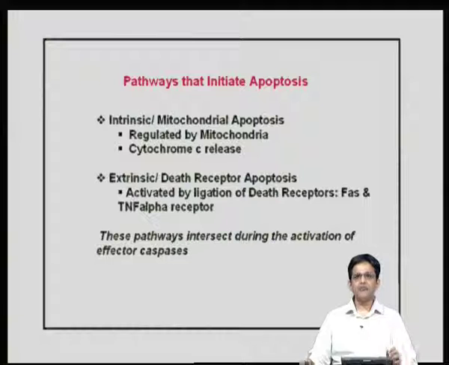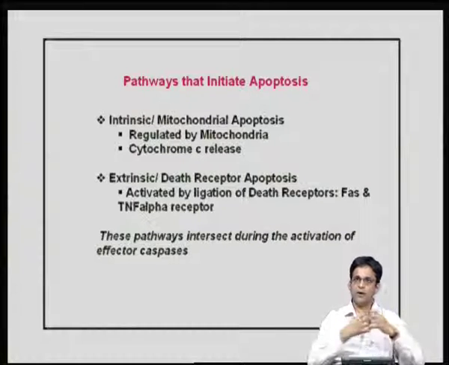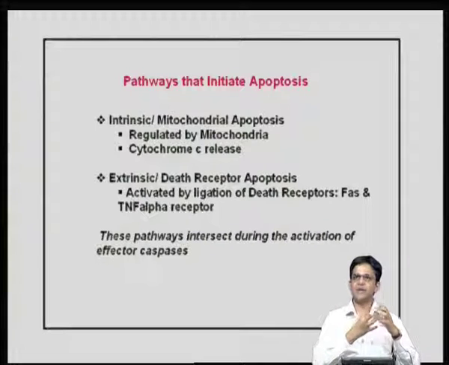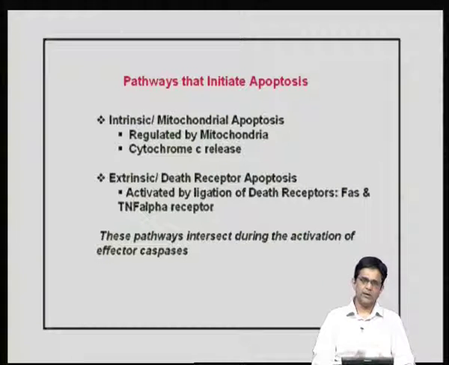Okay. Now, as I mentioned, there are two main pathways for the initiation of apoptosis. The first one is the intrinsic or mitochondrial way, which is regulated by the mitochondria, and in this case you have release of cytochrome C, and then you have formation of the apoptosome. So one is the mitochondrial, and that is because once the cells are under stress and they feel it's now time for us to die, you have activation of this intrinsic pathway. The other pathway that is seen is the extrinsic or the death receptor pathway, and this is usually done upon activation by ligation of the death receptors FAS and TNF alpha or TNF alpha receptor family.